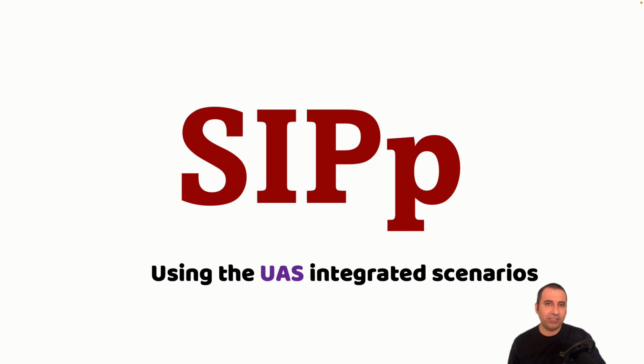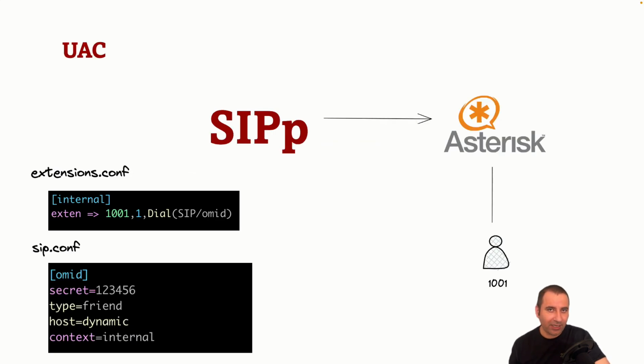Today's topic is centered around the practical usage of SIPp integrated scenarios. We'll take a closer look at how to effectively utilize these scenarios to test our SIPp infrastructure and improve its performance. As a user agent client, or UAC, SIPp has the capability to initiate SIP sessions by sending SIP requests to a specific destination like a SIP server.